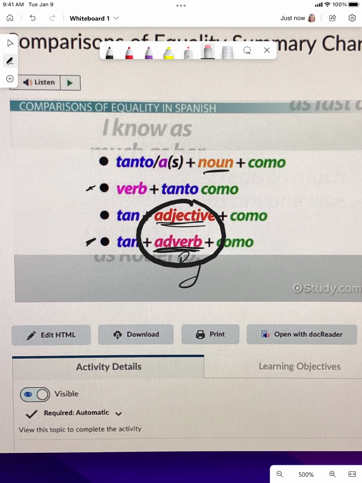And an adverb describes a verb. So, how does she sing? She sings loudly. How does she run? She runs quickly. Those are obviously our -ly words in English.